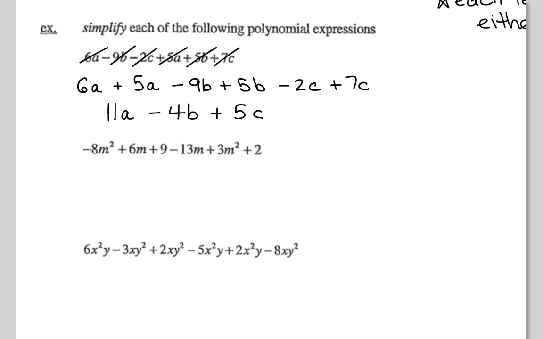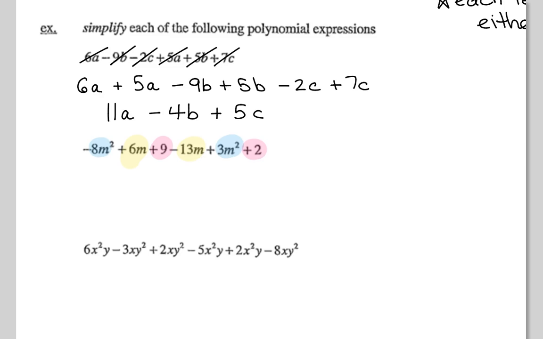Now for the next one, which ones go together? I'll use a different strategy. Maybe I'll use a highlighter. I love to highlight. Squares go together. M's go together. And then lastly, the constants go together. Any questions about that? I think it's pretty clear.